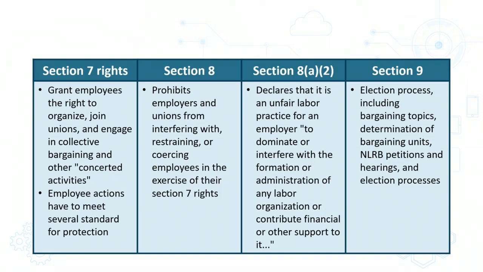Section 8. It prohibits employers and unions from interfering with, restraining, or coercing employees in exercising their Section 7 rights. Section 8A2. Prior to the passage of the Wagner Act, many companies established company unions for the benefit and support of their employees. These company unions, however, were run by management and did not serve as an effective bargaining representation for the employees. To eliminate the situation, the Wagner Act declared that company-dominated unions were illegal.